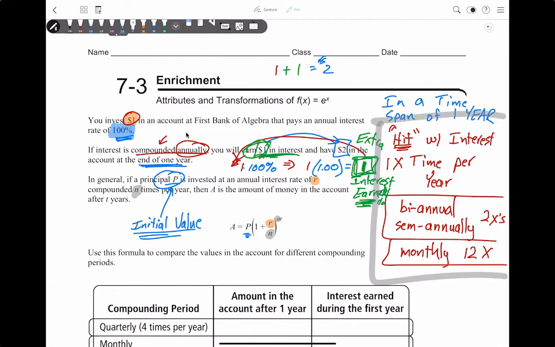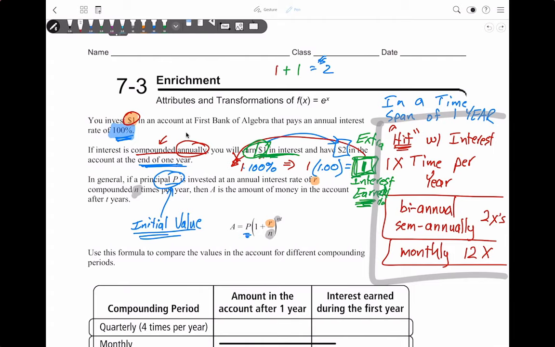If you're hit with interest just one time a year, then you're going to put 1 where n is at. If you were hit semi-annually or biannually, then you would use the number 2 and put a 2 where n is at in that equation. Likewise, daily would be 365, or monthly, you would plug in the 12 there for n. Okay, so that's how you handle n in this equation.